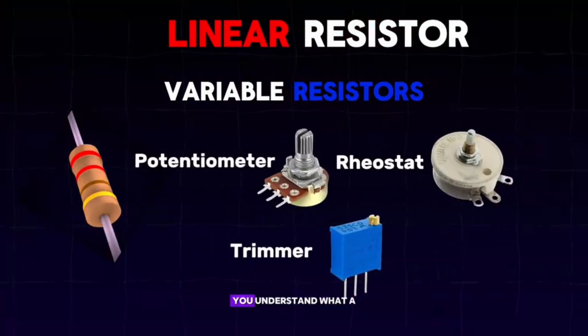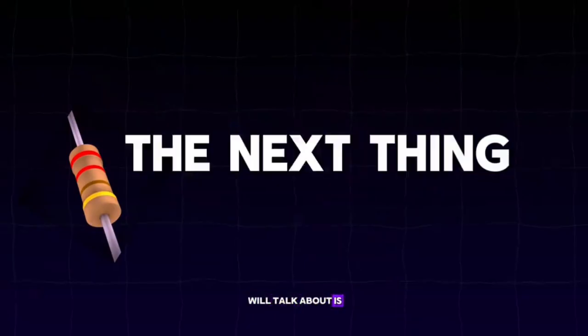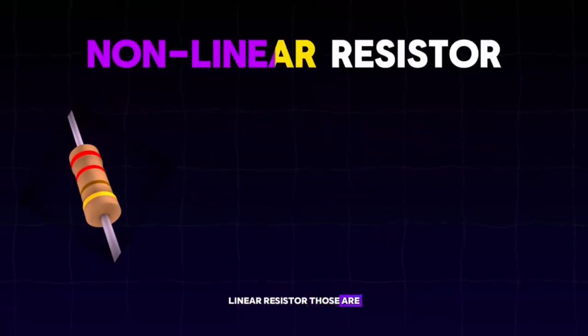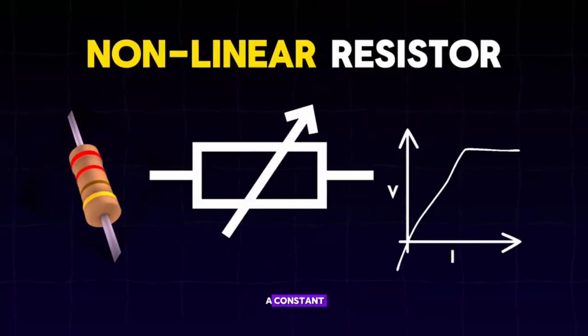So now at this point you understand what a linear resistor is and their types and what they are used for. The next thing we will talk about is the nonlinear resistor. Those are the types of resistors that do not have a constant relationship between the voltage and current. They change due to temperature and they do not follow Ohm's law.